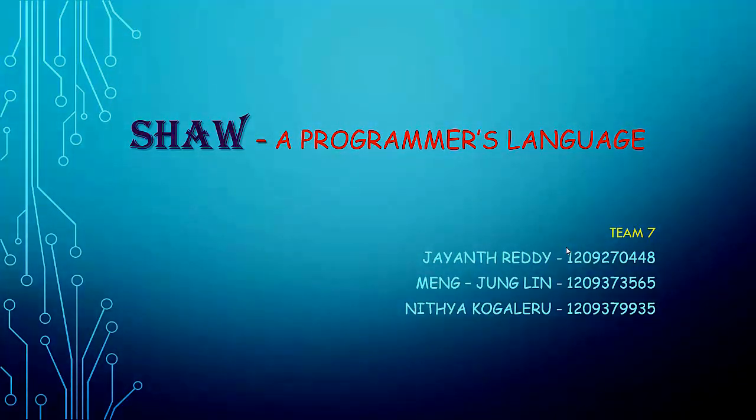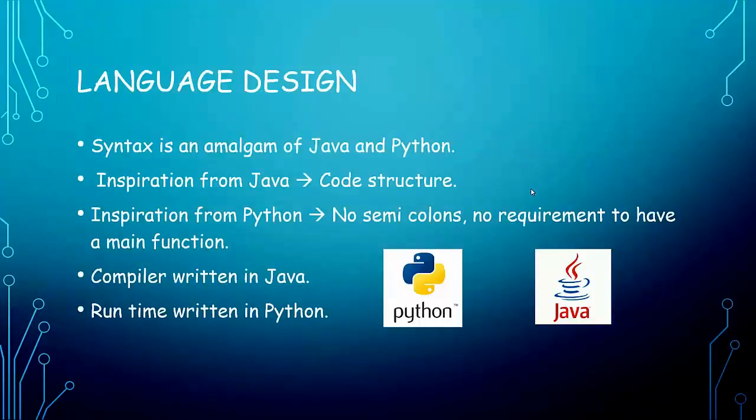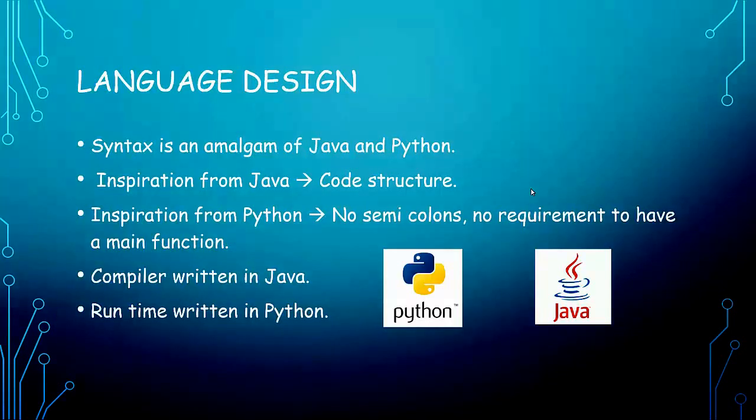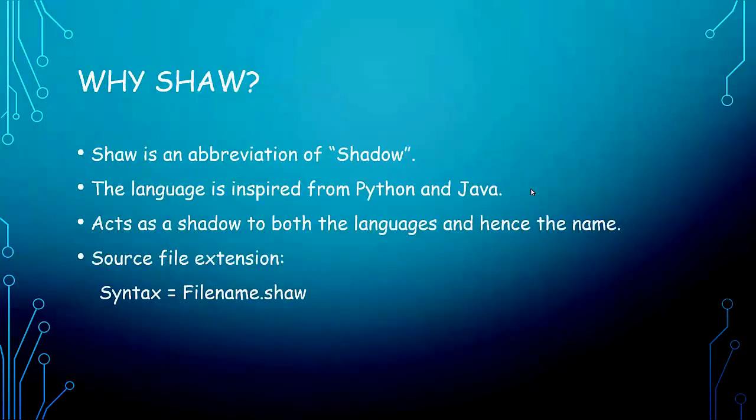Today we are going to discuss a programming language named Sha. The code structure is adapted from Java and the simplicity is taken from Python. That is, no semicolons and no main function requirements. And speaking of the compiler for this language, it is written in Java and the runtime is written in Python.